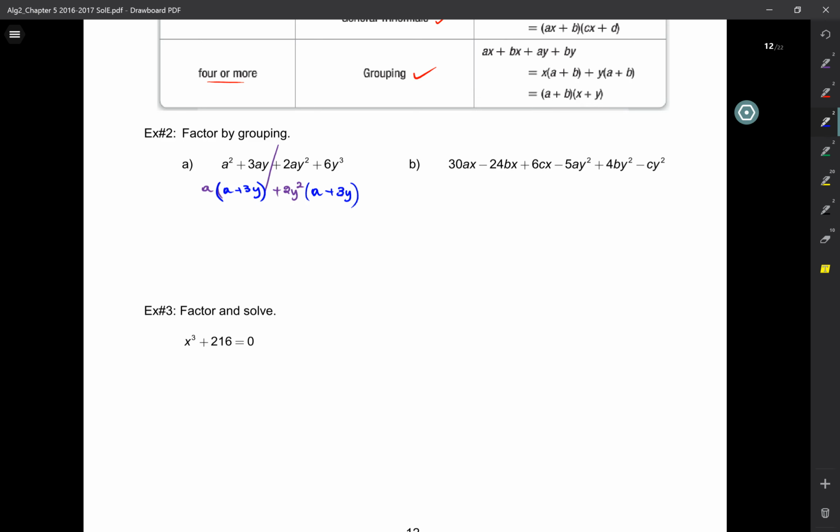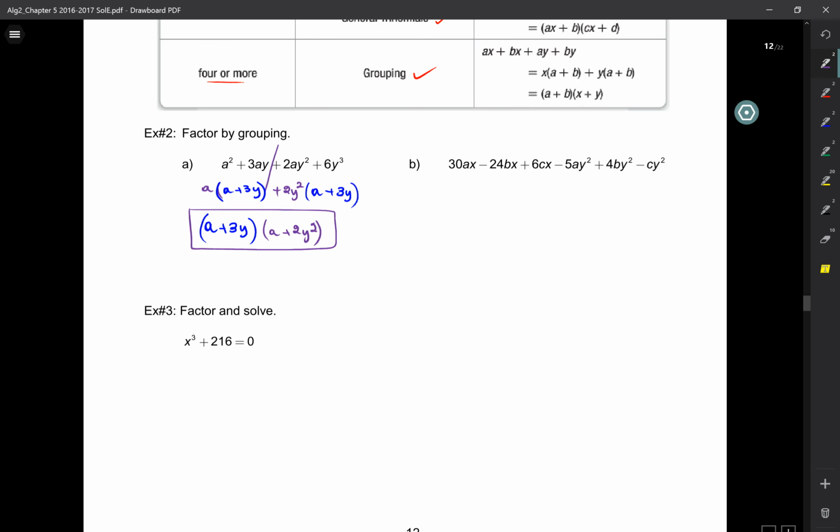When you get your identical terms, I take the identical term and factor it out. So I just write it off to the side. And once I do that, what do I have that's left over that is not blue? A plus 2y squared. And now you ask yourself, can I factor any of the parentheses any further? No, so we're done.